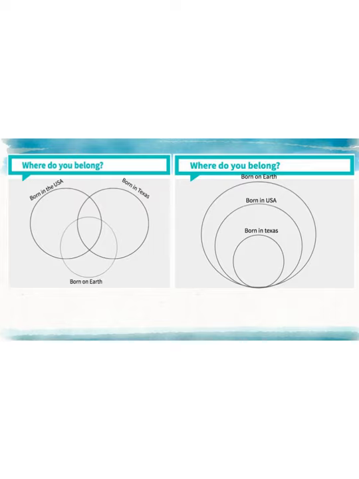For example, I was born in Texas. So if I was born in Texas, that means I'm also born in the USA. And if I'm born in the USA, I was also born on Earth. So I would be a part of all 3 circles in this Venn diagram. So I would shade in the middle of all 3 circles.